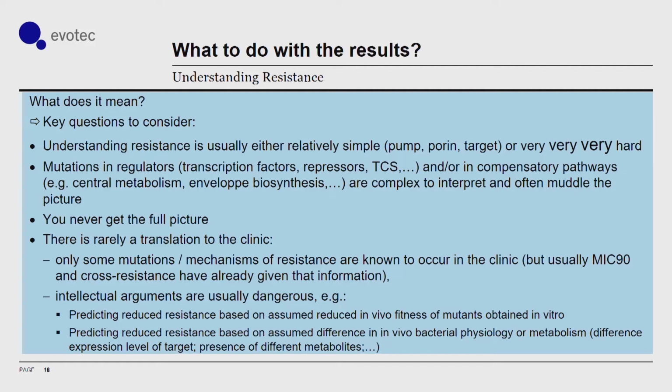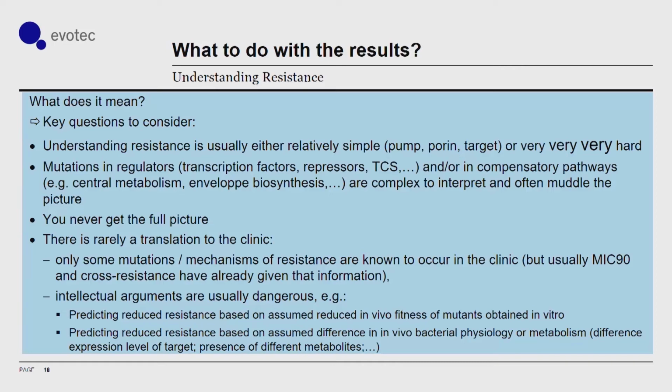So the point that is most troublesome is that there is very rarely a translation to the clinic. I mean, Ursula presented this nice case in her introduction, about mecillinam, for instance. So only in some very rare cases, in hindsight, do you understand when mutations in vitro do not translate in vivo, or in some cases you know that they exist in both. So only some mutations in vitro do we know you will find in vivo.